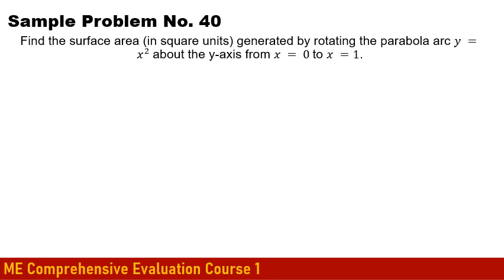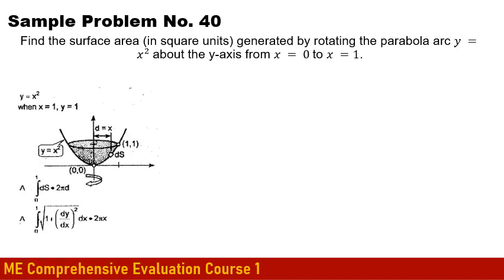Find the area, or surface area, generated by rotating the parabola arc y equals x squared about the y-axis from x equals 0 to x equals 1. So by graphing, we will obtain this. y equals x squared is the parabola. When x equals 1, y equals 1, based on this equation.